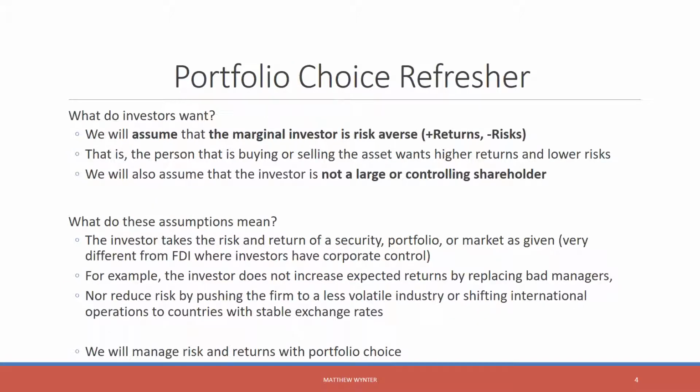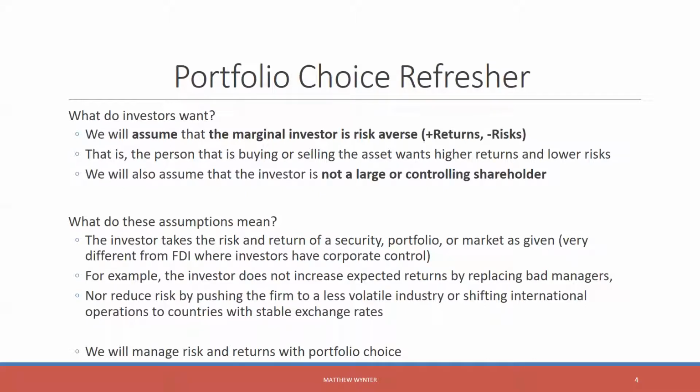So what do investors want? We will assume that the marginal investor is risk averse, so she likes returns, does not like risk. That is, the person that is buying or selling the asset wants higher returns and lower risk. We will also assume that the investor is not a large or controlling shareholder.